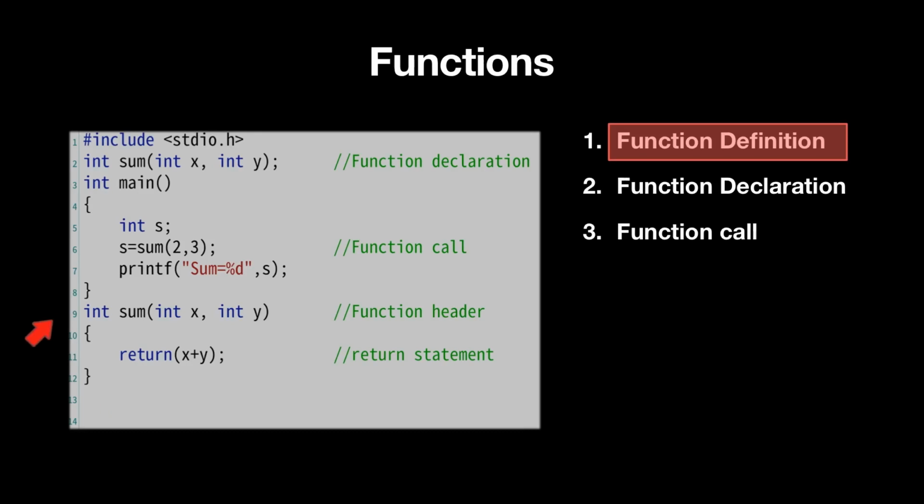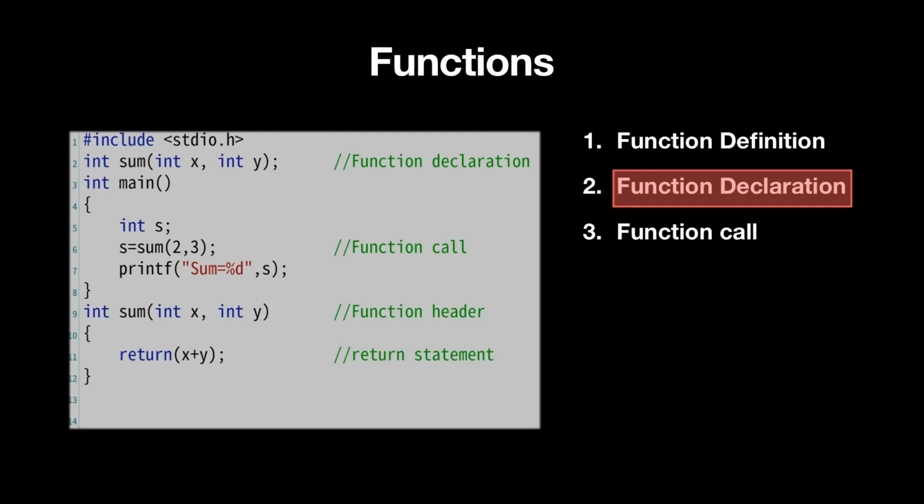The function header, which is the line 9, contains the name of the function, the formal arguments, and the return type. That is the data type of the value being returned. The function body is what is contained between these two curly braces. Second is function declaration. The function declaration here is the line 2, which is a copy of the function header with a semicolon at the end.